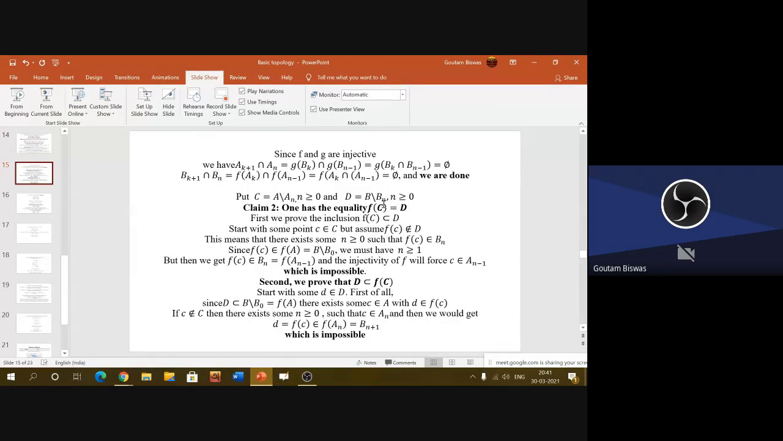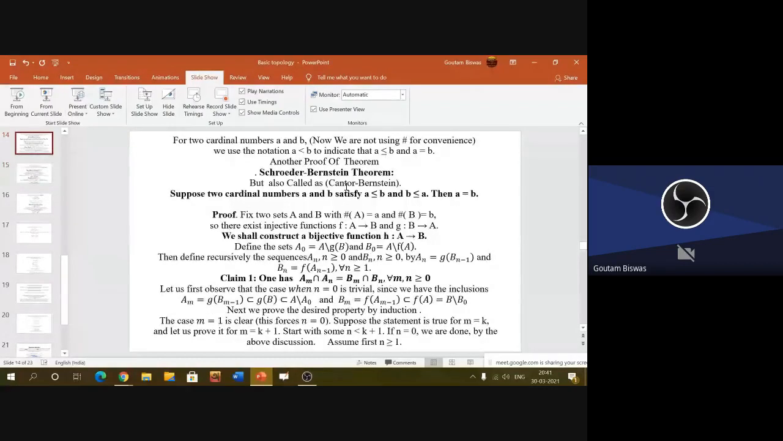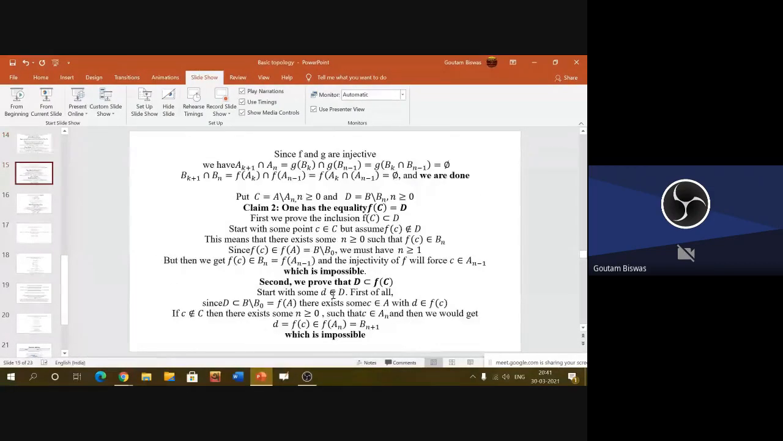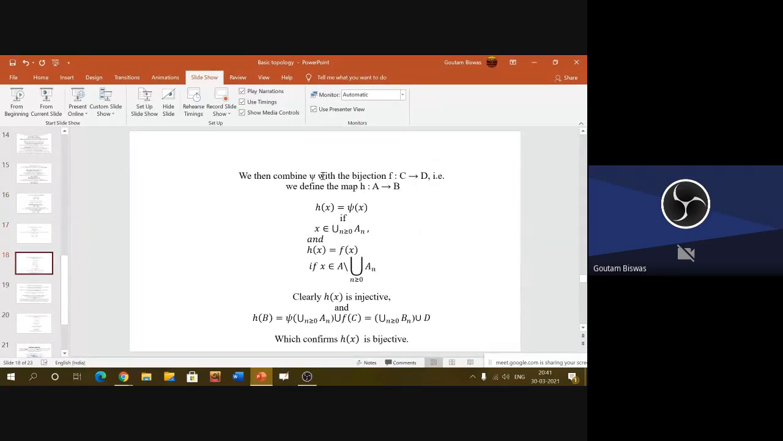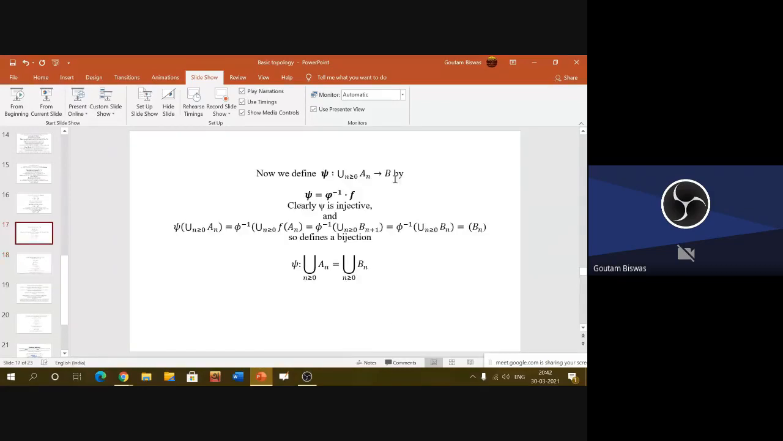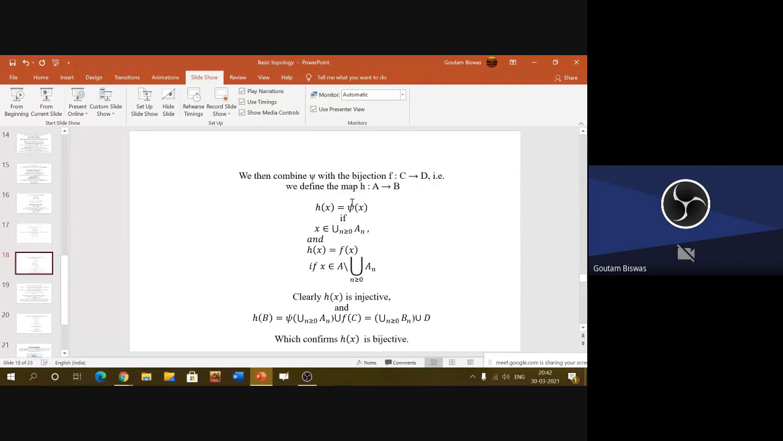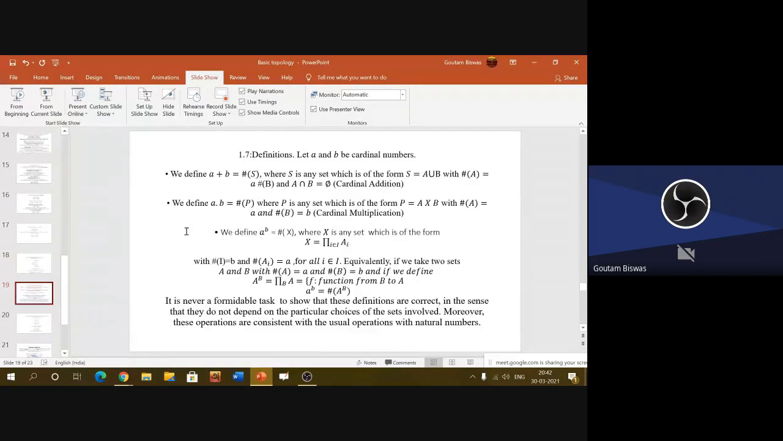One is here, one is this mapping, and another is this mapping. Okay, after this we have defined a combined psi with f, but psi is already a combination of phi inverse with f. So this step is a very crucial step, don't make any mistake. So you have to read it several times before complete understanding.